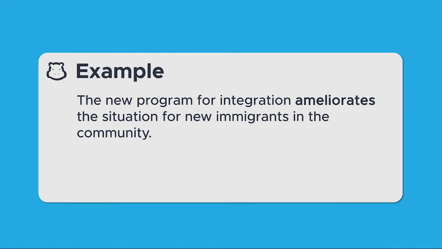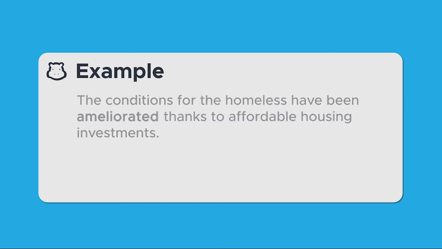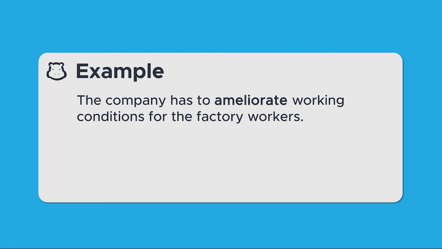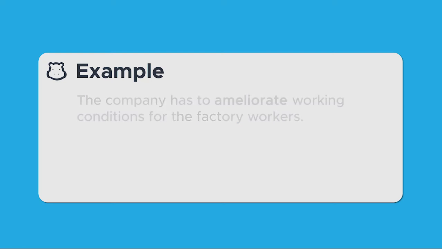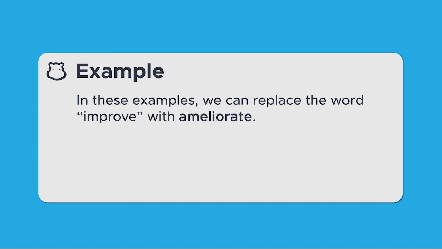Synonyms include improve, benefit, and help. The new program for integration ameliorates the situation for new immigrants in the community. The conditions for the homeless have been ameliorated thanks to affordable housing investments. The company has to ameliorate working conditions for the factory workers. In these examples, we can replace the word improve with ameliorate.